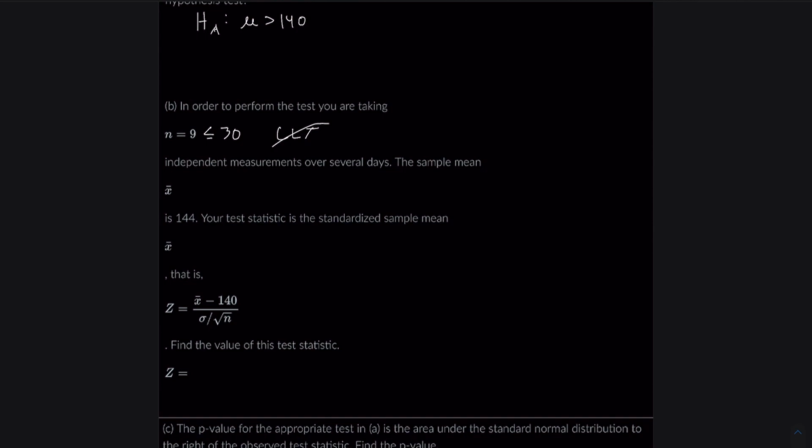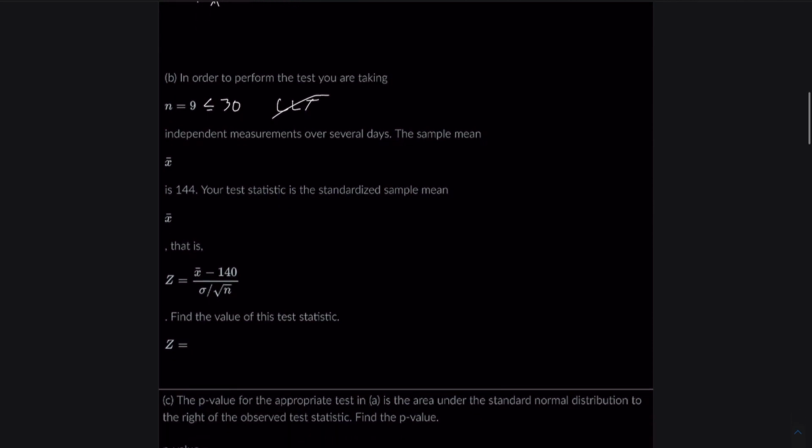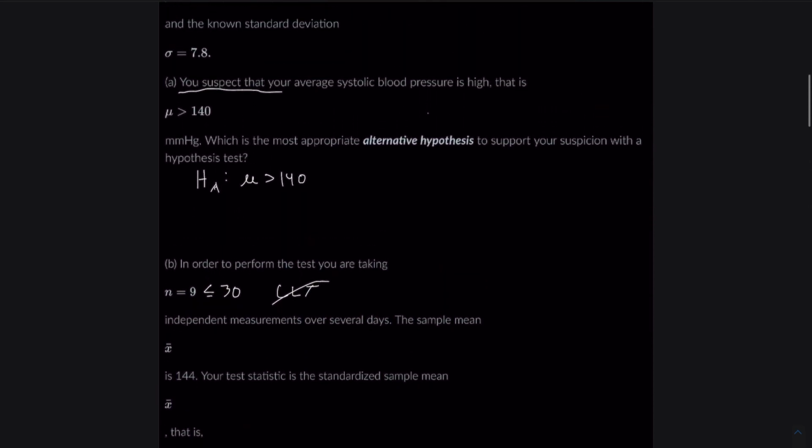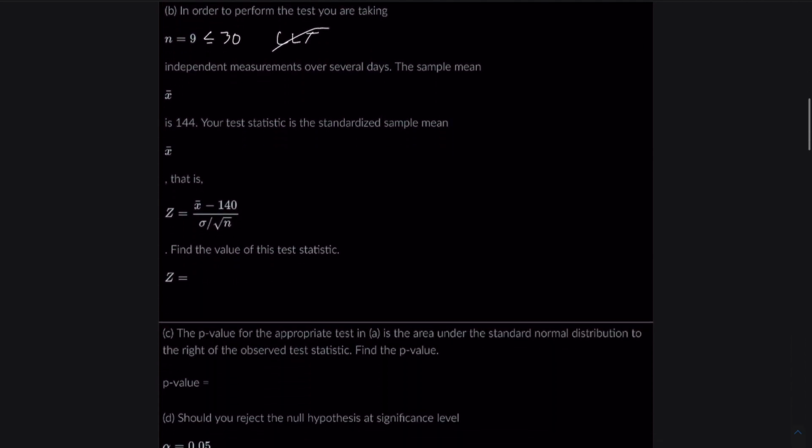So the sample mean x bar is 144. Your test statistic is the standardized sample mean x bar. That is z equals x bar minus 140 over sigma over root n. So now we need to go up here, and remember it told us our sigma, so sigma equals 7.8, and that's our standard deviation.